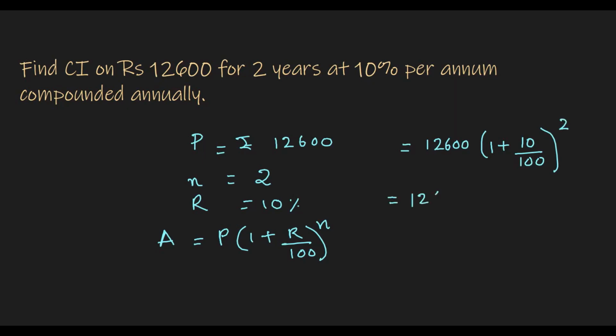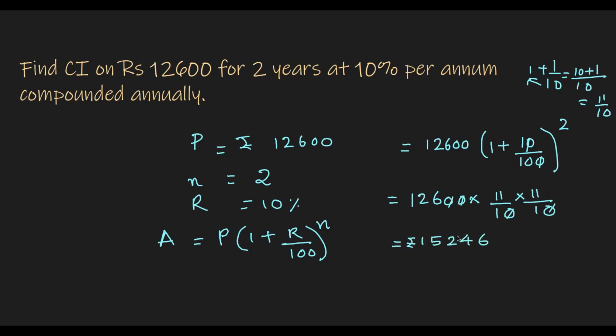This you can find out. 12,600 into 10 by 100 is equal to 1 by 10. How will you find 1 plus 1 by 10? You multiply 10 into 1, that is 10, plus 1, by 10, that is 11 by 10. So this you can write as 11 by 10 whole square, that means 11 by 10 into 11 by 10. Here the zeros cancel. 126 into 11 into 11, do find it yourself. You get 15,246.